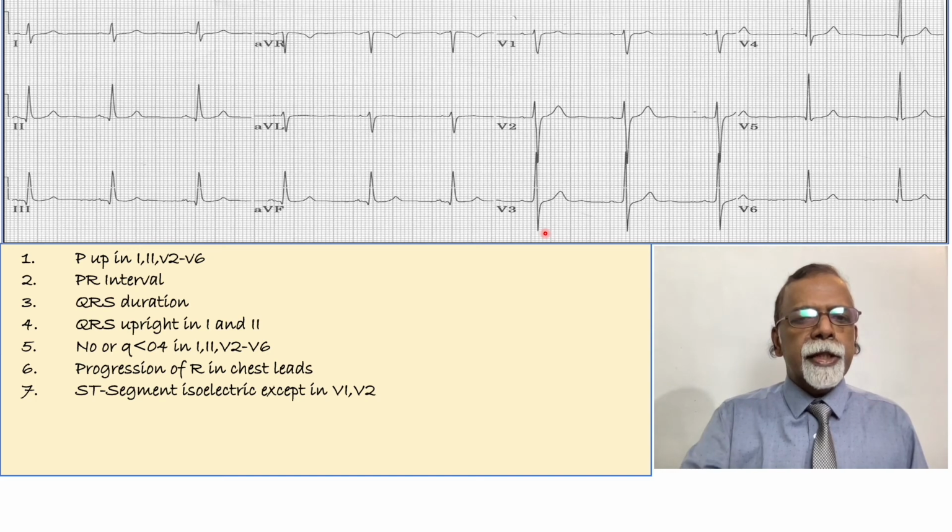Next we look at the ST segment. The ST segment must be isoelectric, that is, it should not be elevated or it should not be depressed. Except in V1 and V2, where mild ST elevation can be there.